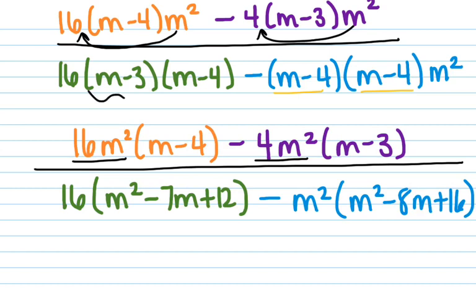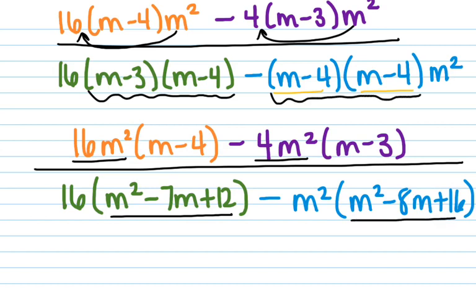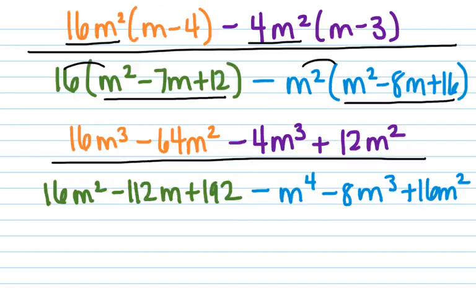In the denominator, I multiplied the two binomials together to get m squared minus 7m plus 12. And then I multiply these two binomials together to get m squared minus 8m plus 16. And now I'm going to distribute what's outside of that. So this is what I get when I distribute. Remember in this first one, m squared times m is m cubed. And down here we have an m squared times m squared, which is m to the fourth. So be careful with your exponents. Remember to add them when you multiply.